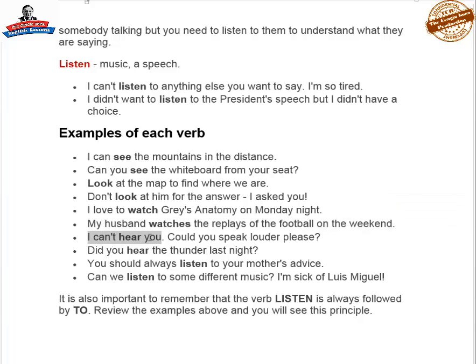I can't hear you. Could you speak louder, please? Did you hear the thunder last night? You should always listen to your mother's advice. Can we listen to some different music? I'm sick of Luis Miguel.